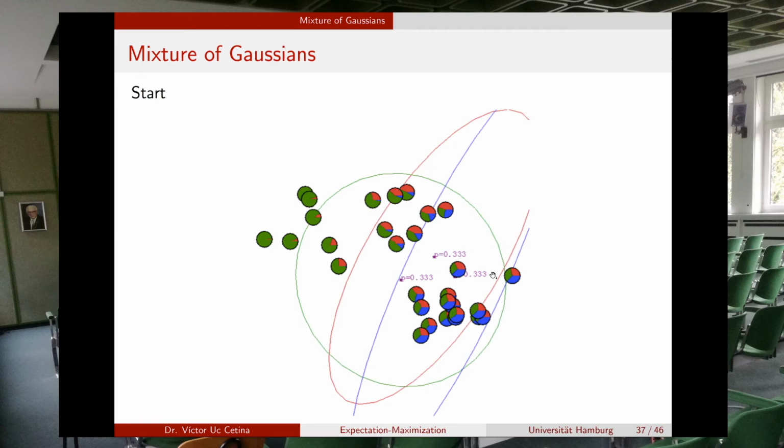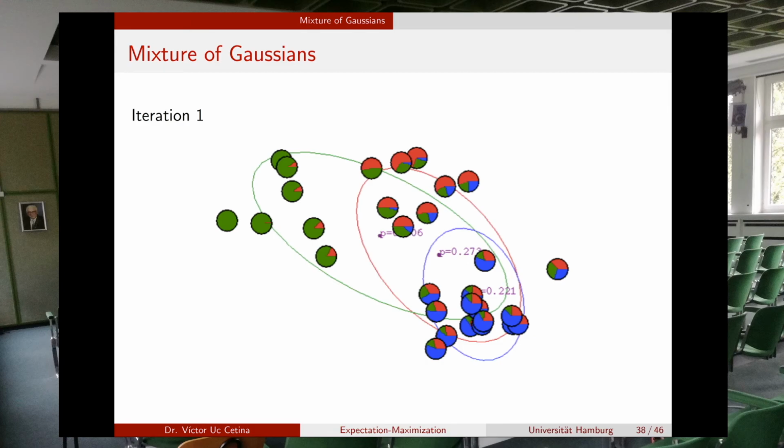The green one looks more like a circle, and the red and the blue are quite similar between them. So for example, this point here has a larger arc of color green, representing that it has a larger probability of belonging to this green Gaussian. And if you look at this point here, it has a slightly larger arc in the blue, but the sizes of green, red, and blue are quite similar. So at this point, which is the initialization point, it is impossible to assign this point with high probability to a specific cluster.